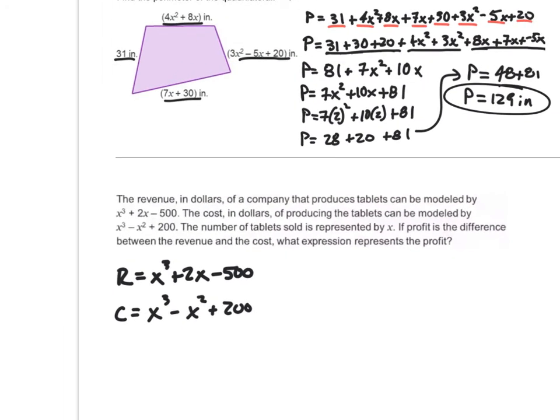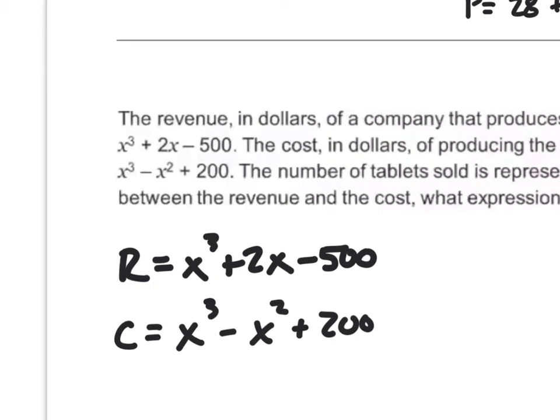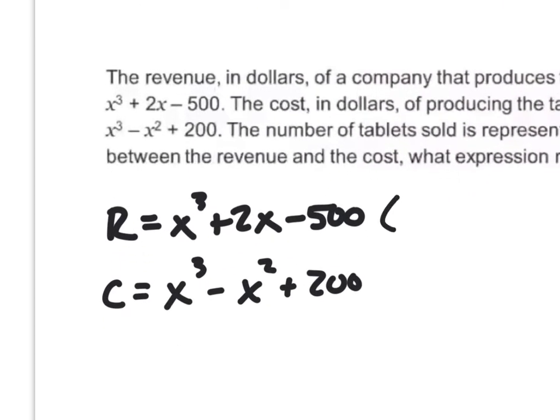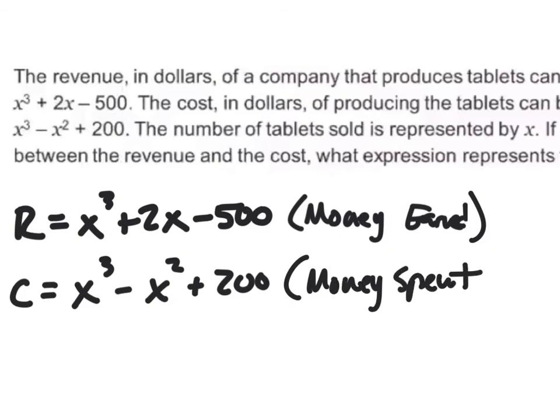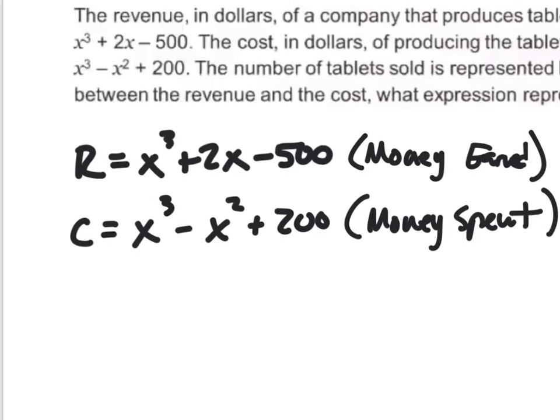If profit is the difference between the revenue and cost, what expression represents the profit? So let's think about this. Revenue is the money that comes in. So money in, money earned. But to earn money, you've gotta spend money. This is money spent. And so if we want to find the profit, profit is what's left over.